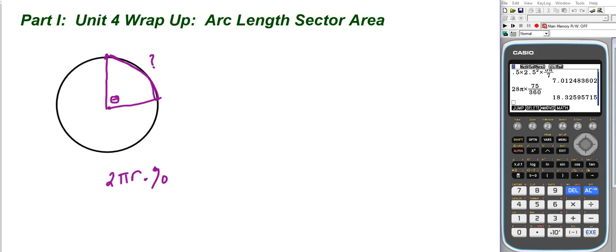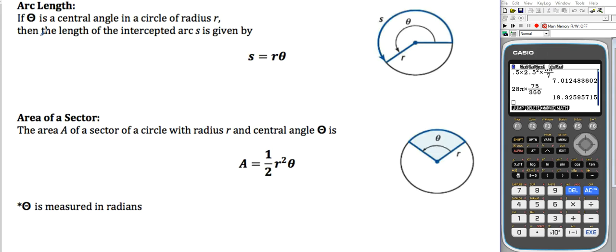Now if we're doing area, we're going to be looking for the area of this sector. Well, the area of a sector is nothing more than pi r squared, and we're going to take a percent of that as well. So for arc length we're taking a percent of the circumference, and for area we're taking a percent of the area of a circle. So let's look at a couple examples here.